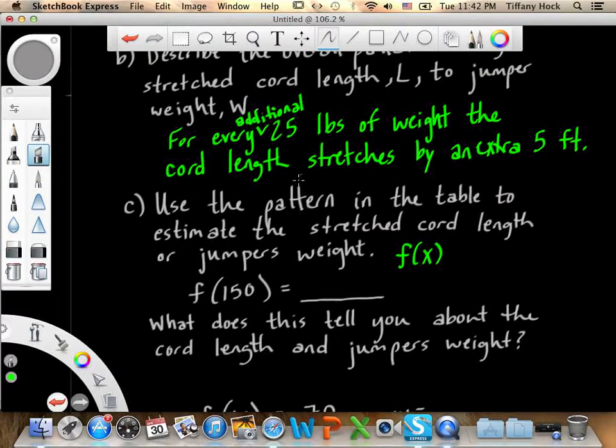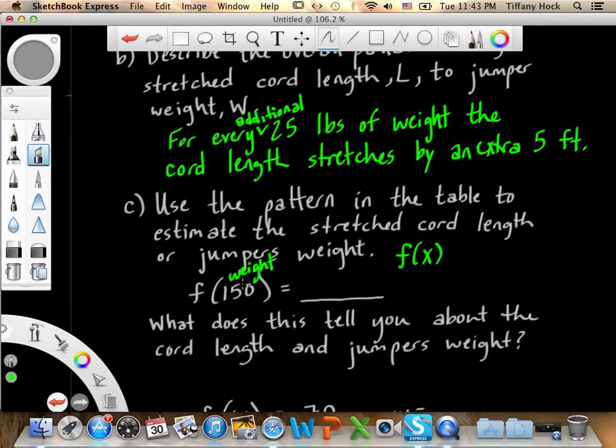But in this case we're comparing weight to cord length. And if you remember, we said that the weight was the independent variable. X is always what we use to represent our independent variable. Generally when we use y and x, x is the independent, y is the dependent variable. So since weight is our x variable in this problem, that means the jumper's weight must be 150 pounds. So this is the weight inside the parentheses. So that means we are looking to figure out f of 150.